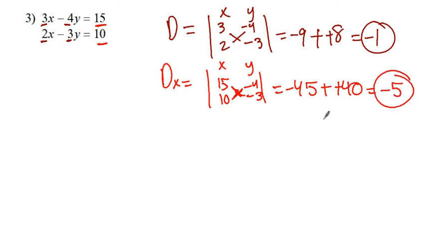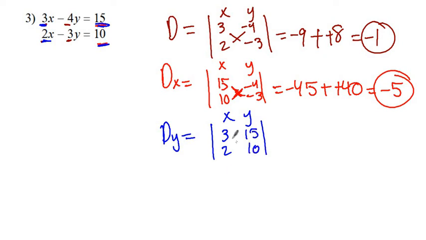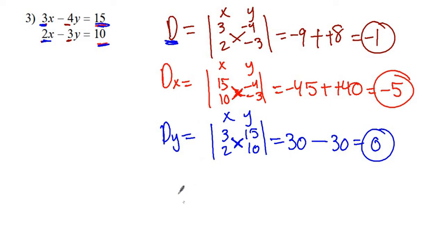And then finally we can find our Dy. In this case, because we're finding the y's, the x's will stay the same as they were at the start, 3 and 2, but the y's are going to be replaced with these answers 15 and 10. And now we'll find the determinant. 3 times 10 equals 30, minus 2 times 15 also equals 30. 30 minus 30 is 0, that's okay. We just said at the beginning that only big D can't be 0. It's fine if Dx or Dy equals 0.